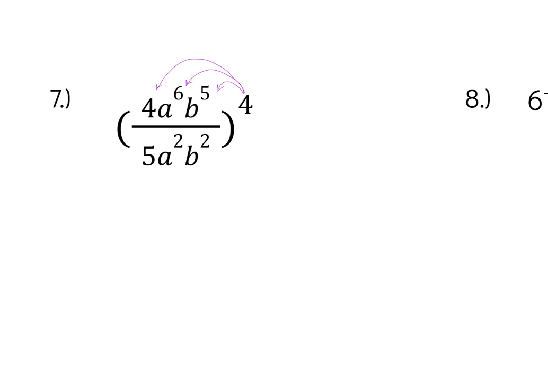Number 7. Very similar to the last one, where this 4 is going to basically distribute to the exponents. So on top, we would have 4 to the 4th, a to the 24th, b to the 20th, over, well, this 4 still is going to affect that exponent, and that exponent, and that exponent. Why is it affecting them? Because, again, we have 4 of all of this. So down on the bottom, we have 5 to the 4th power, a to the 8th, b to the 8th.